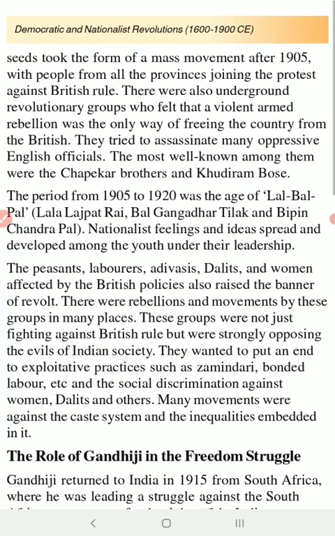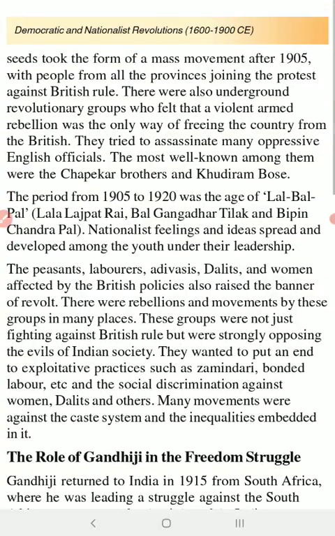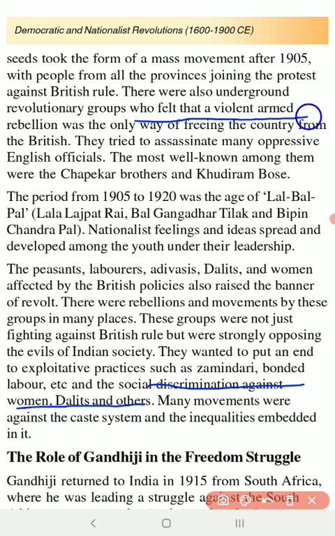Now from here, we see the mass movement after 1905, with people from all provinces joining the protest against the British rule. Exactly what happened in the US happens in India. Though it was late, it was still good. There were also underground revolutionary groups who felt that a violent armed rebellion was the only way of freeing the country from the British rule.